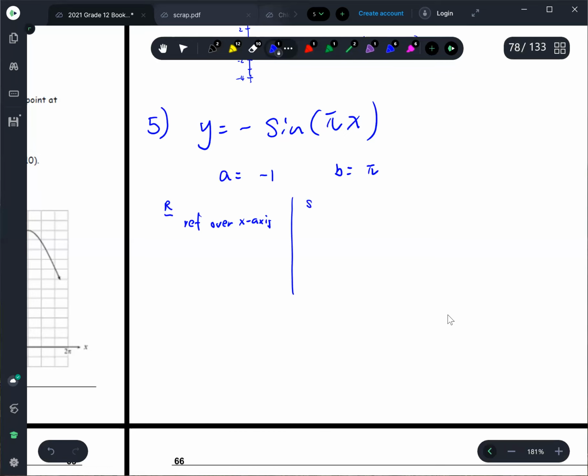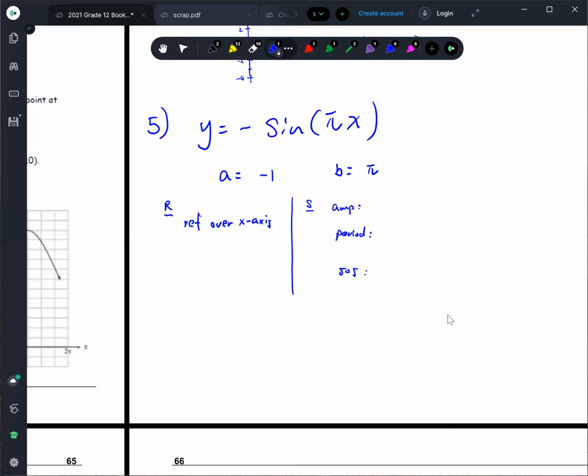Okay, for the S we have amplitude, we have the period, we have size of space. So Caleb, can you try this one again? What's the amplitude here? 1. Very good. Period.